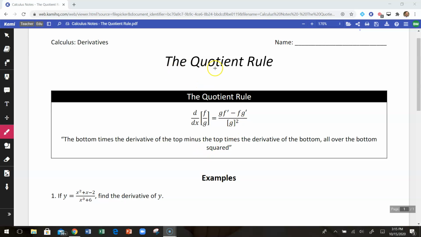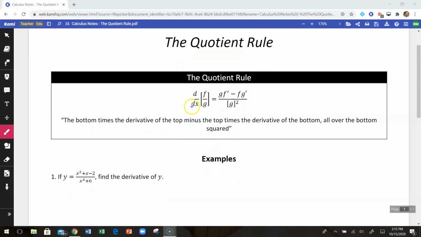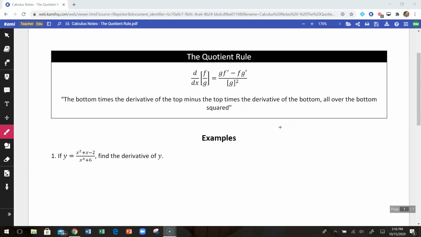This video discusses what's called the quotient rule. If you are trying to take the derivative of the quotient of two functions, so we've got a division problem here of two functions, then we have to follow these steps. We take the bottom function times the derivative of the top function minus the top function times the derivative of the bottom function, all over the bottom function squared. So again, it's the bottom times the derivative of the top minus the top times the derivative of the bottom all over the bottom squared.